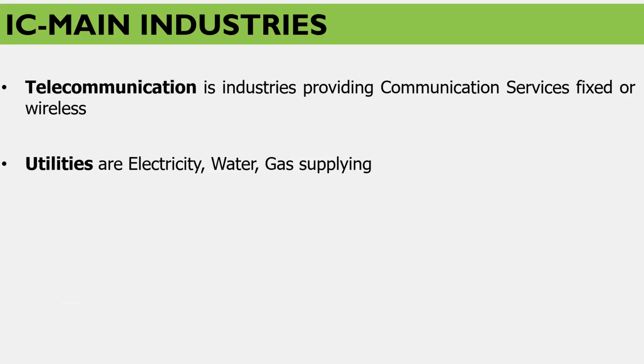The two final industries are telecommunication, which provides communication services, can be fixed or wireless, and utilities, which are electricity, water, and gas supplying. In addition, in the stock market, there are conglomerates. That means companies with businesses in different industries. For example, on the Ho Chi Minh Stock Exchange, ticker MSN for Masan, they have businesses in food and beverage, retail, farm, mining.